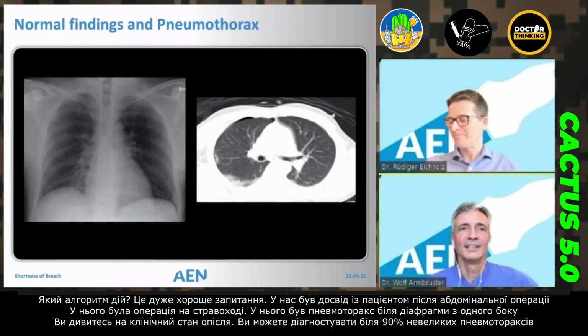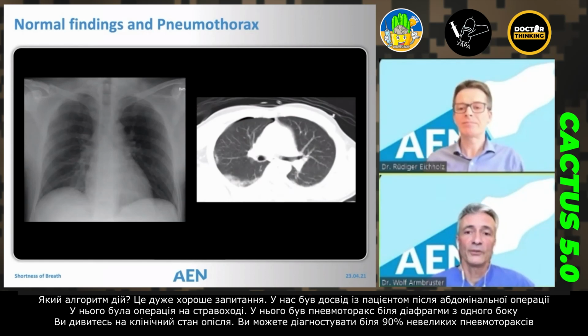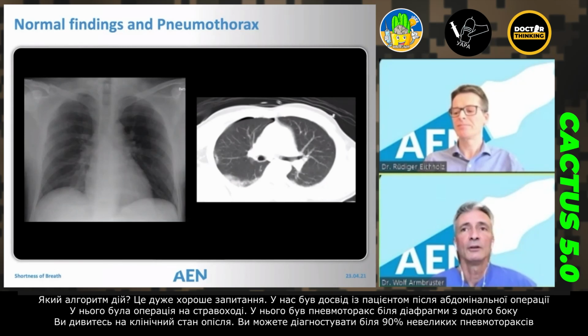So that's a very, very good question. In our experience, with the patients that had abdominal operation and esophageal surgery, you have air produced by an abdominal operation near the diaphragm, a pneumothorax on one side. We usually expand it before closing, and if you look afterwards at a new appearance, clinically, in the emergency room, you diagnose in about 90% a small pneumothorax.